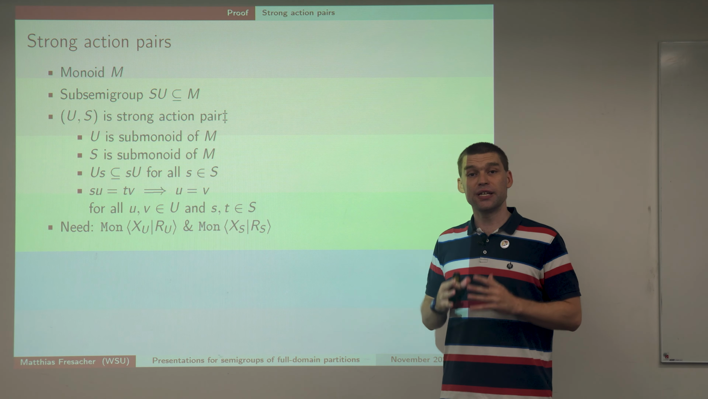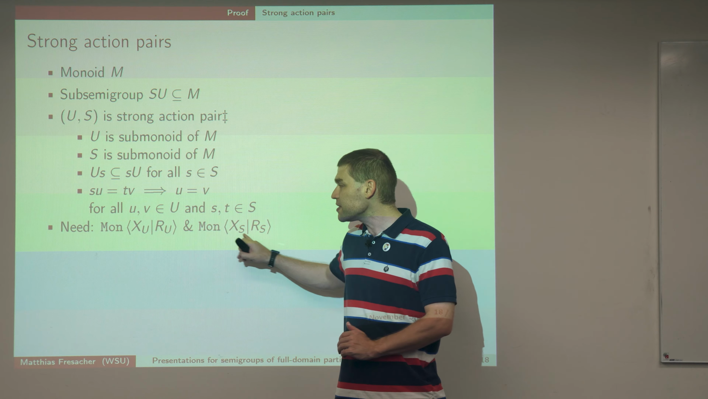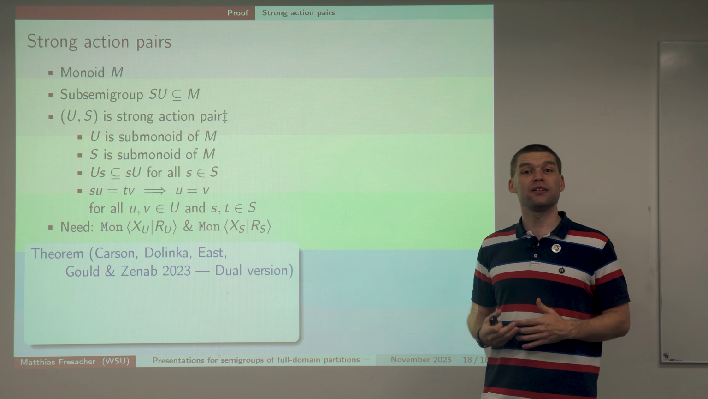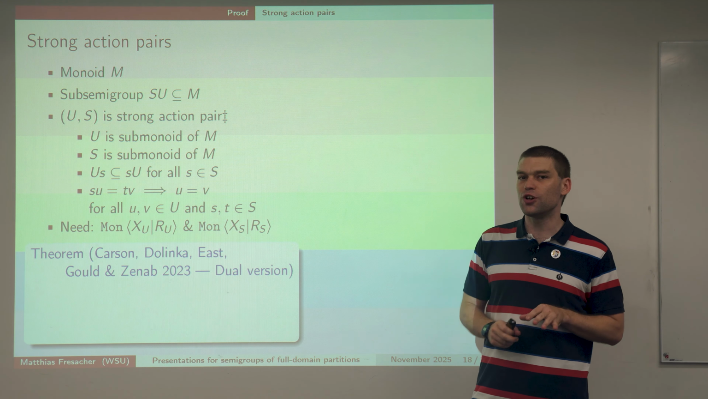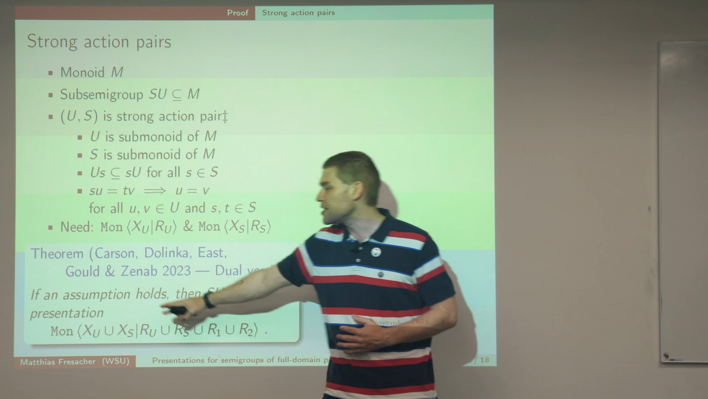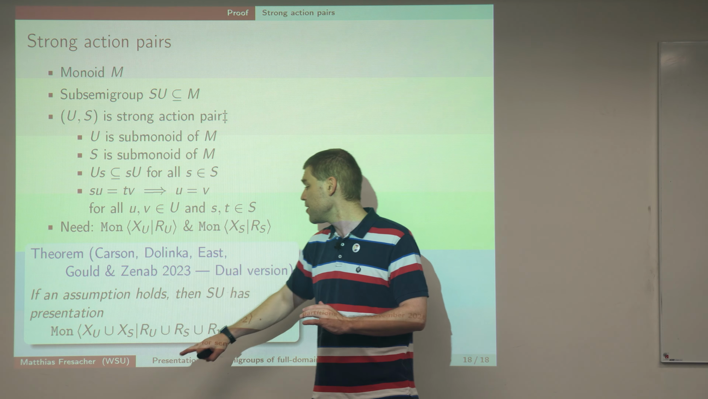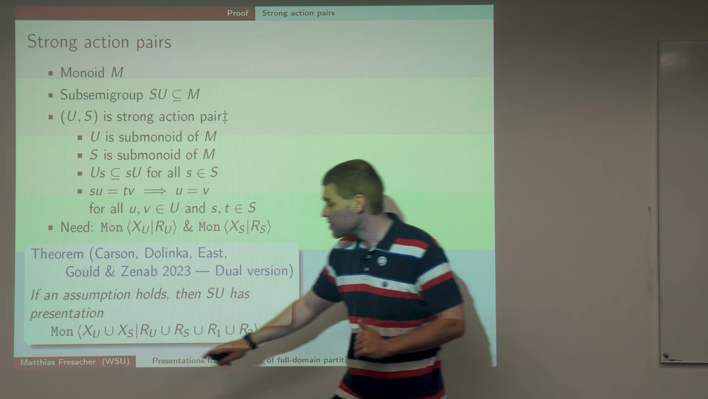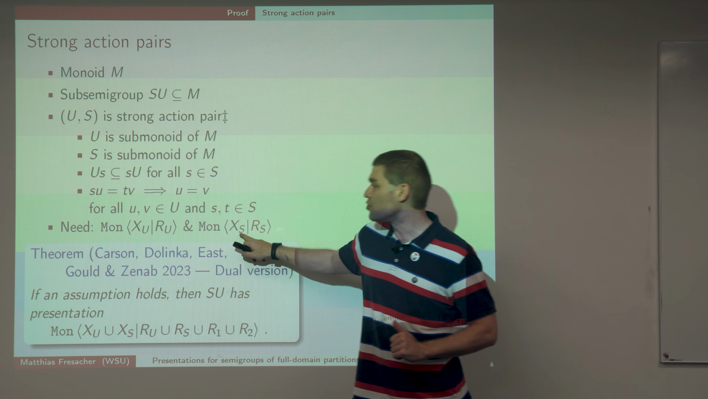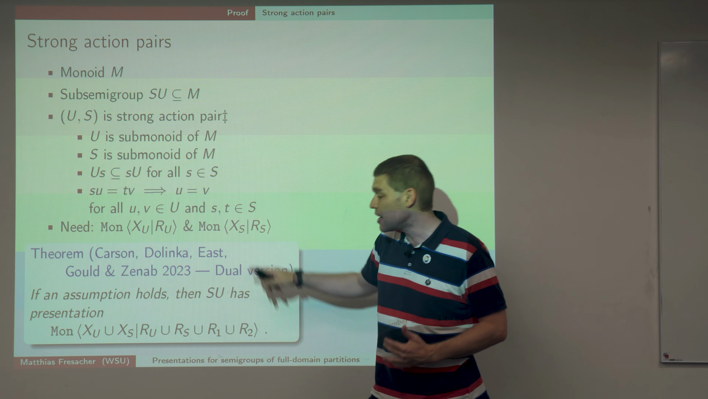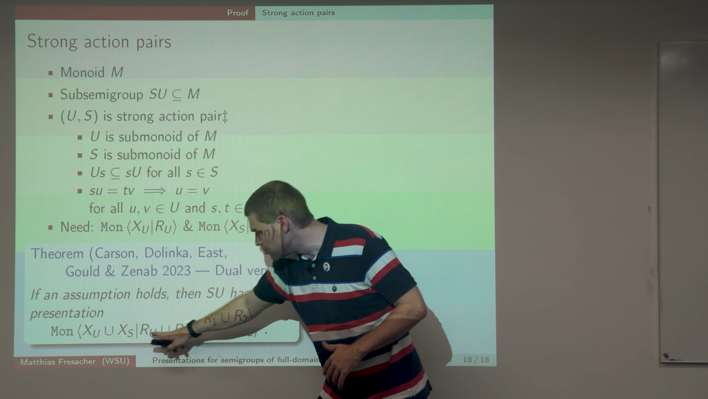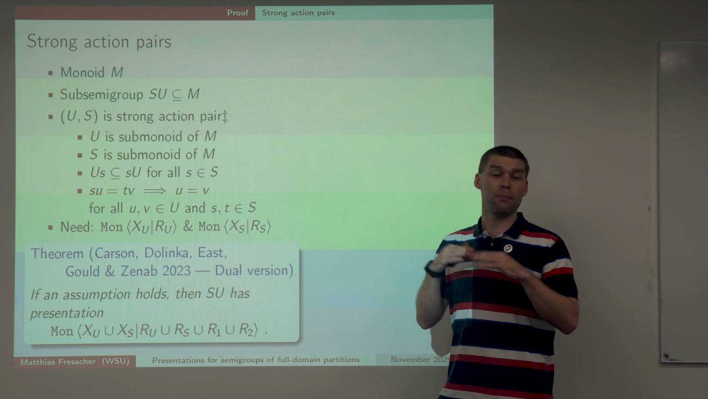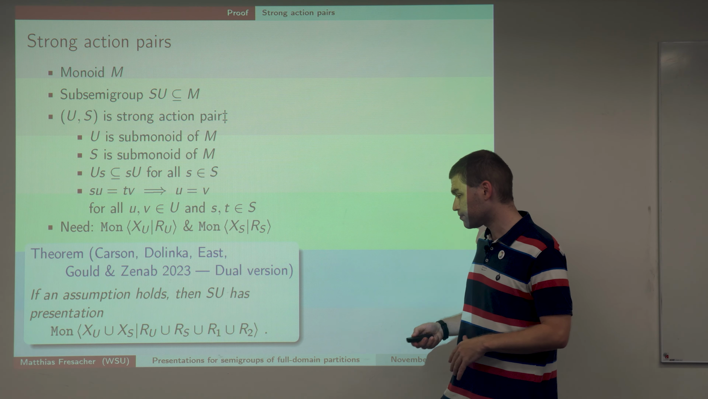As ingredients, I'm also going to need the presentation for U and for S, so suppose I have both of these already. And then I can apply a theorem by Carson, Linckelmann, East, Gould, and Sénac. Well, in fact, a dual version, which goes as follows. Basically, if an assumption holds, which I'm not going to go through, then SU is going to have a monoid presentation given as follows. So my generating set is just going to be the union of the two original generating sets, which is very nice. As you would expect, the original set of relations is going to appear, and then we get two extra ones which kind of just link everything up and make the whole construction work.